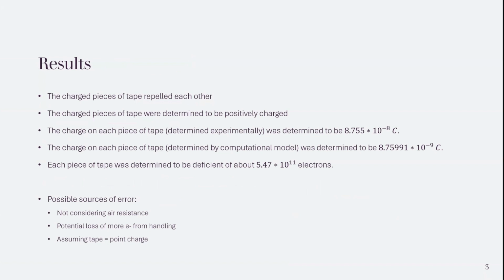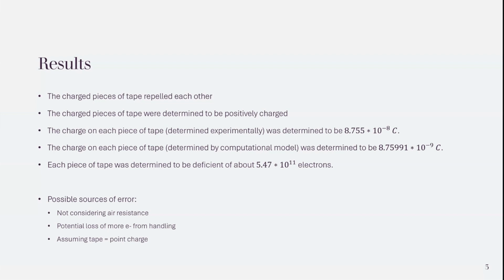Okay, so just a brief overview of the results of this lab. We found that the charged pieces of tape repelled each other, and the charged pieces of tape were determined to be positively charged. We determined experimentally that the charge on each piece of tape was 8.755 times 10 to the minus 8 coulombs, and that the charge on each piece of tape determined by GlowScript was 8.75991 times 10 to the minus 9 coulombs.